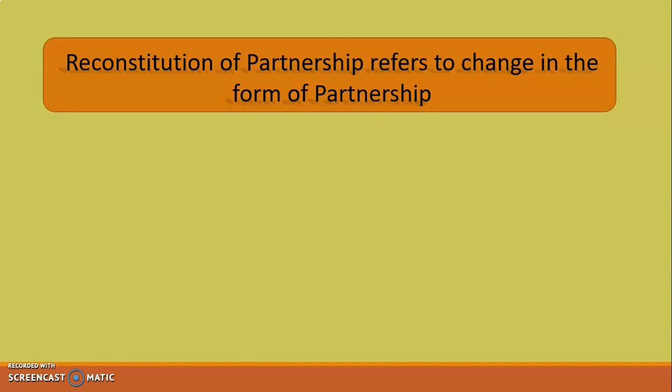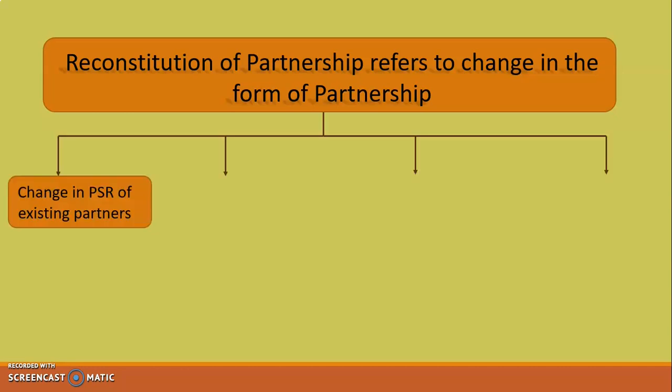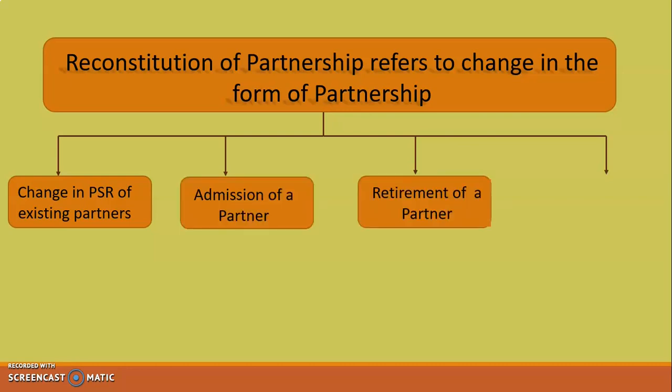These changes may take place when the existing partners decide to change their profit sharing ratio, when a new partner joins in, when an existing partner retires, or due to the death of any partner. Now first, we'll start with admission of partner. A new partner will be admitted in the firm only when all the existing partners agree to it.